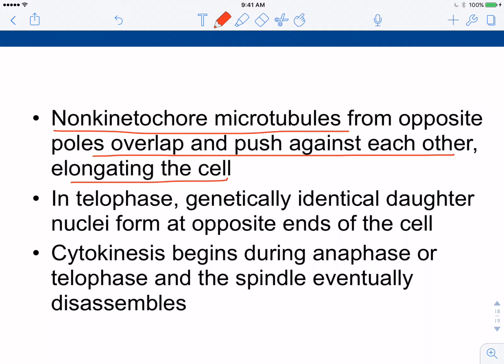Okay. Once you're into telophase, there are genetically identical daughter nuclei, and then cytokinesis begins, sometimes as early as anaphase, but pretty much during telophase. And once that occurs, the spindle disassembles.